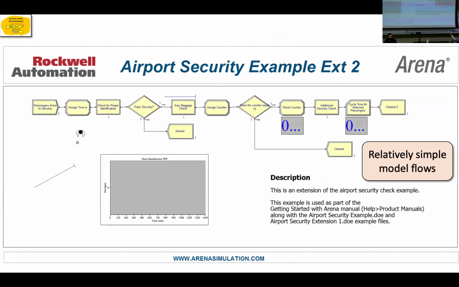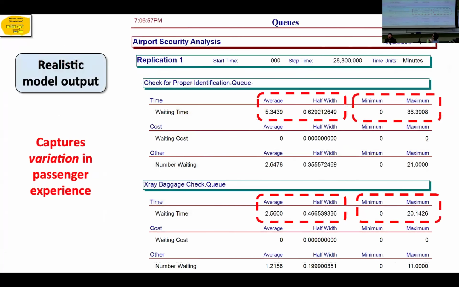Okay, and we can elaborate on these models. Here's that original model I showed you from the document checker. We've now added downstream components. We've added an X-ray, we've added random checks, and so on. So you can make them more and more elaborate over time. You can build on them. They're very flexible, easy to change, easy to study, and you get real data out.